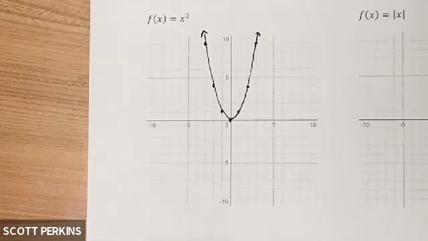Questions, comments, or concerns as you were going through this? Do you have anything we need to clarify about our parabola, our square graph here, the squaring function?